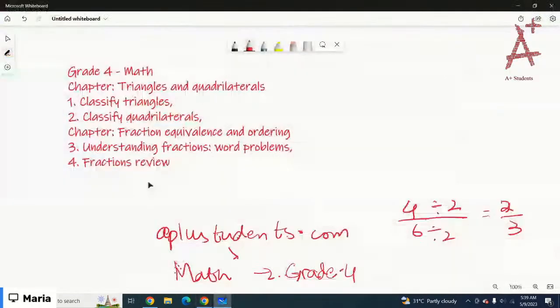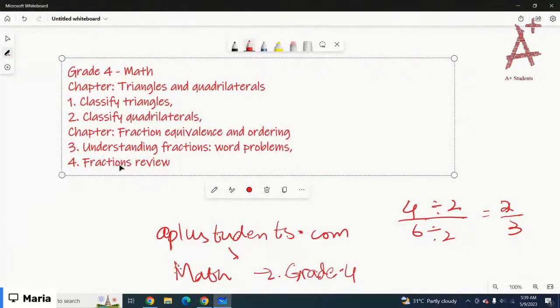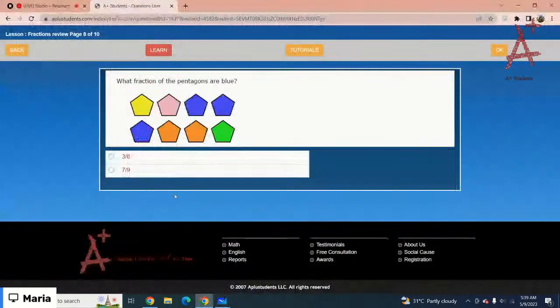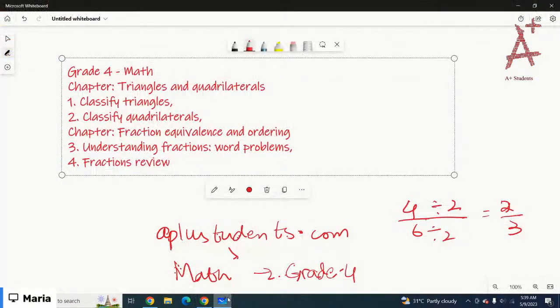So we were working on grade 4 maths. The chapter we were working started with the triangles and quadrilaterals, and the lessons we have covered are, no, not 4 over 7, it would be 2 over 3. The lessons are classify triangles and classify quadrilaterals. Then we've started the new chapter, that is fraction equivalence and ordering. The lessons we have covered are understanding fractions word problems and fractions review.